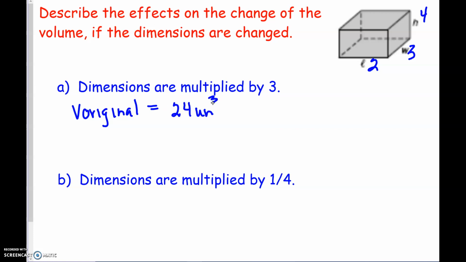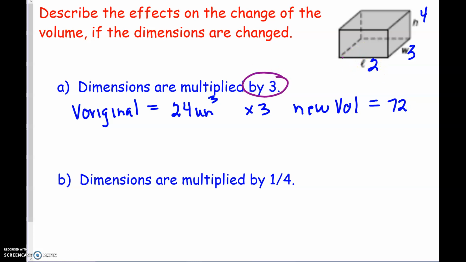Now, some people think that we're just going to times by 3, and that the new volume would be 24 times 3, and 24 times 3 is going to get us to 72. So that's what some people are going to think right away. So let's try a little experiment and see what happens when you multiply each side by 3.